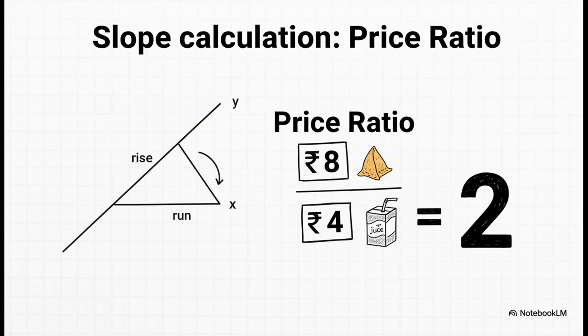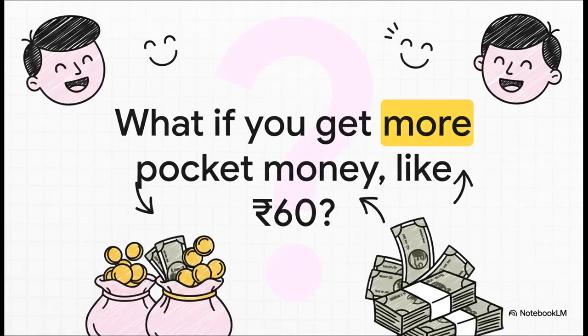In economics, this trade-off has a name. It's the slope of the line. And calculating it is super simple. You just divide the price of the thing on the horizontal axis, our samosas, at 8 rupees, by the price of the thing on the vertical axis, our juice, at 4 rupees. So 8 divided by 4 is 2. That's your price ratio.